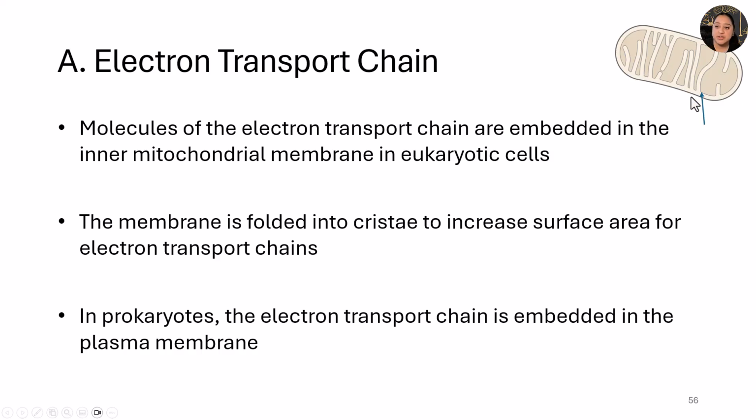And if you notice how the membrane is all foldy, that membrane is folded into these folds called cristae, and that increases the surface area. If you have more folds, you have more space to put in more electron transport chains and make more energy. So having it folded increases the surface area for electron transport chains. There's not just one, there's a bunch in this membrane. And in prokaryotes, the electron transport chain is embedded just in the plasma membrane of the cell, again, because they don't have membrane-bound organelles.